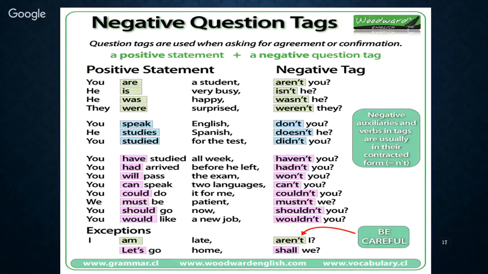Negative auxiliaries and verbs in question tags are usually in their contracted form, n't. We don't say are not you or is not you, we say aren't you, isn't you in the contracted form. Exceptions are I'm late, aren't I. There is no word amn't, so we say aren't I. Let's go home, shall we? So for any sentence that begins with let's, we use shall we as the question tag.